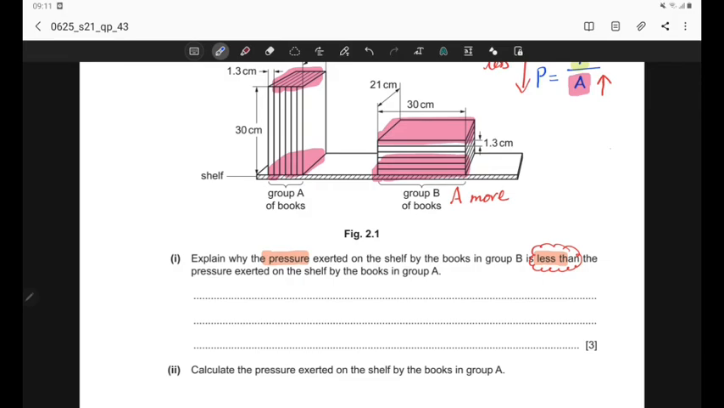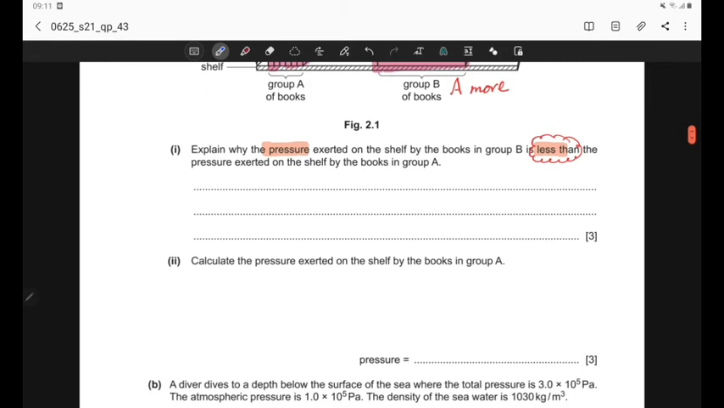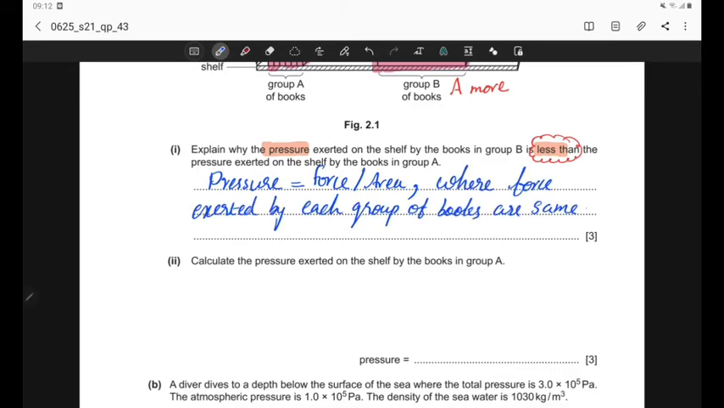Since it is a 3-mark question, we need to write 3 points. So first we can start with the equation of pressure. We can write pressure is equal to force over area. And we can mention the force and area separately. First we can mention the force. We have already seen that the force exerted by each group of books is the same. So numerator is the same. Now we can look at the denominator, that is the area.